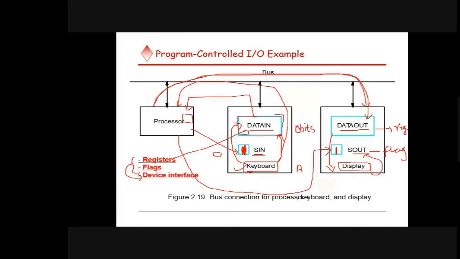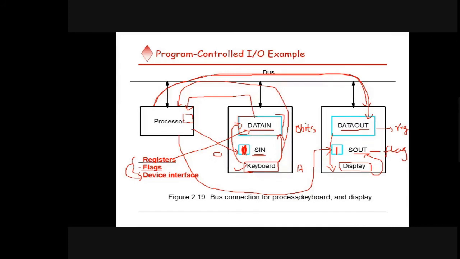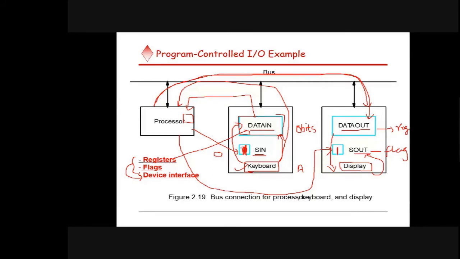In the input device, you will have one register called data in, and SIN is the flag associated with it. Register and flag together are called a device interface. In the display device, similar to data in, you will have a register called data out, and similar to the SIN flag, an S out flag. When you input data from the keyboard, it is stored in the data in register. Once the data in register is full, your SIN flag will be set to 1. The processor checks the status of the SIN flag, and when it is 1, the data is taken from the data in register and stored in the processor.